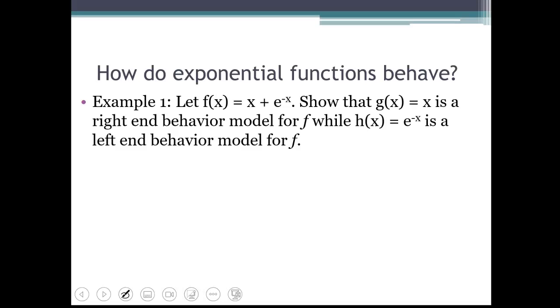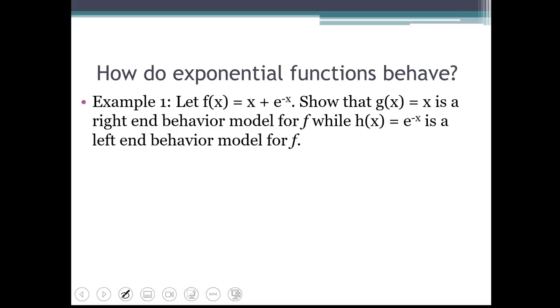So how do exponential functions behave? Well, they behave exactly like we described in that model. What happens if you add or subtract an x value to them? Well, it just changes the end behavior a little bit. So now you have to look at the behavior of each one. So we have g of x equal to x, and that's the right end behavior model for f, while h of x equals negative e to the negative x is the left end behavior model.